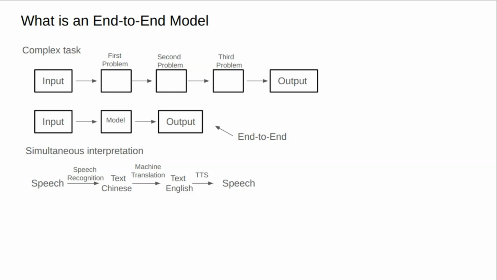If we want to transition to an end-to-end approach, we need to build a model that directly converts Chinese speech into English speech. In this way, a single model handles the entire task.